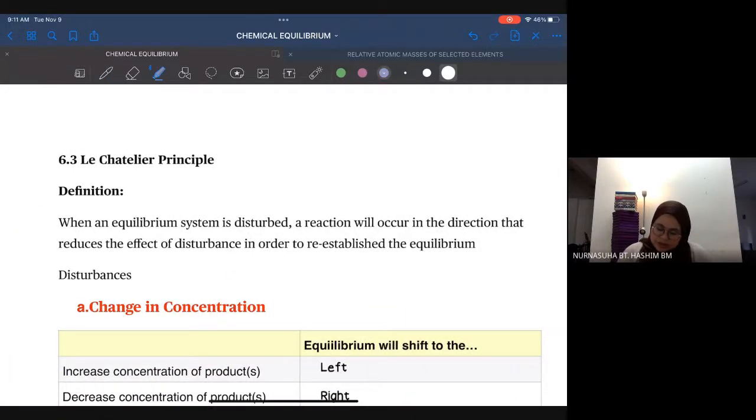Le Chatelier said that when equilibrium system is disturbed, okay, kalau awak ganggu sistem yang seimbang, a reaction will occur in the direction that reduce the effect of disturbance. Okay, bila awak ganggu sistem seimbang, so apa yang berlaku, sistem akan cuba re-establish the equilibrium. So macam mana dia nak re-establish the equilibrium tu? So itulah yang akan shift to the right, shift to the left.